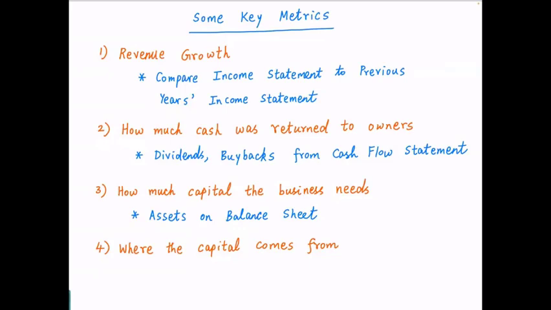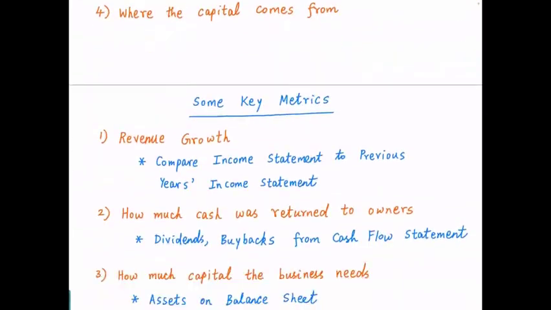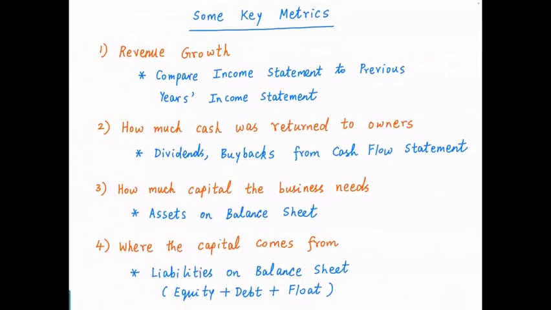So you have to look at the liability side of the balance sheet. The asset side of the balance sheet tells you how much capital the business needs to run. How much inventory does it need? How much does it have in receivables? What kinds of fixed assets are required? All that. But if you look at the liability side of the balance sheet, it will tell you where exactly all these assets are coming from, where exactly all this capital is coming from.